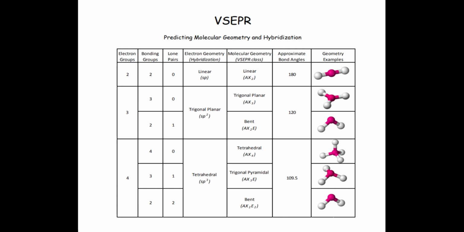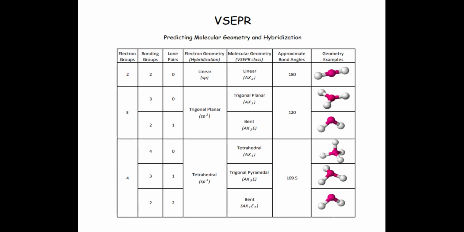And for these, the total number of electron groups is also referred to as the steric number, the total number of electron groups, bonding and non-bonding. You'll see here that you have two possibilities. You either have 0 lone pairs, so all of your electron groups are bonding groups, and that gives you this trigonal planar shape. It's called trigonal planar because they form a triangle, and they're all in the same plane, so it's a flat molecule.